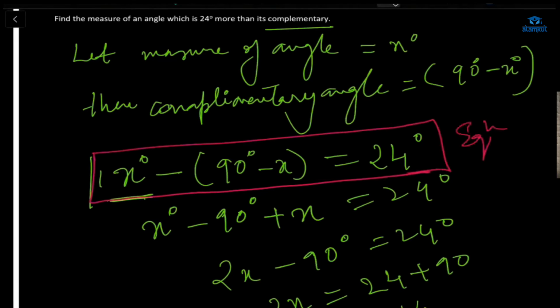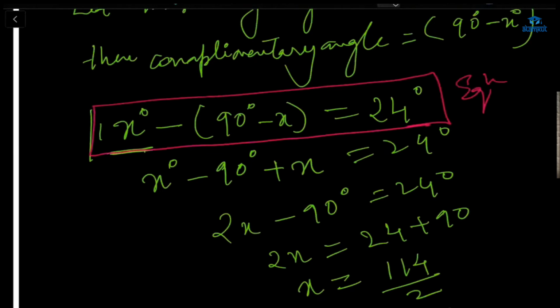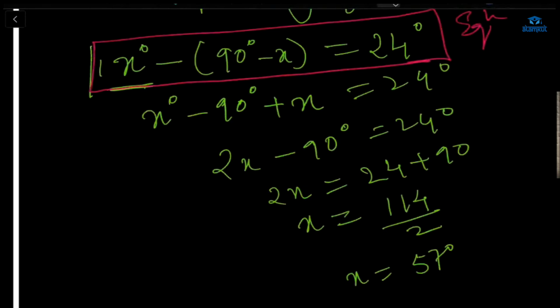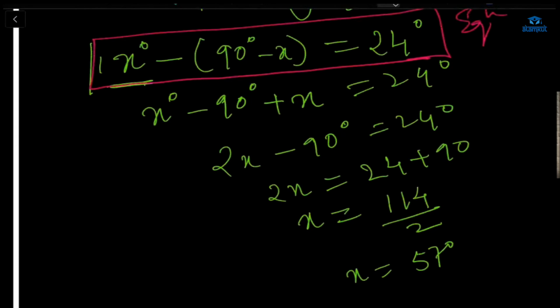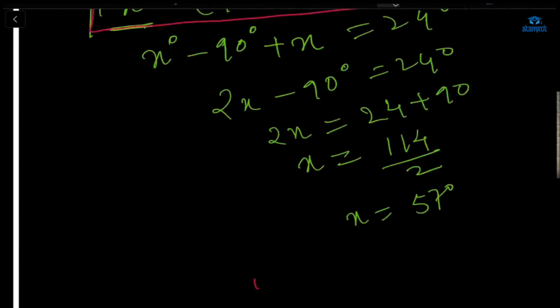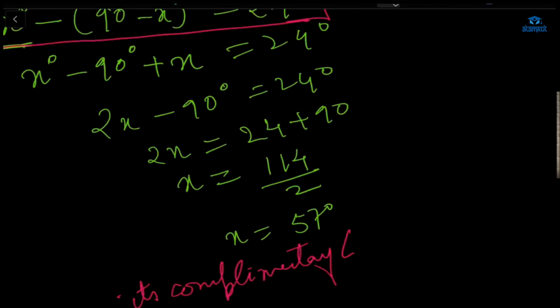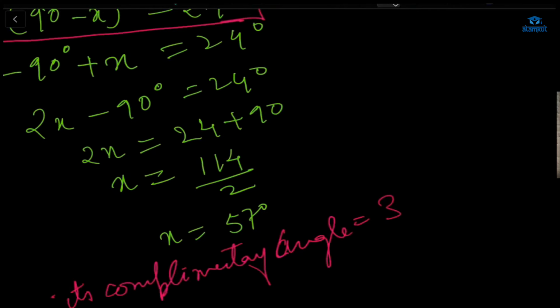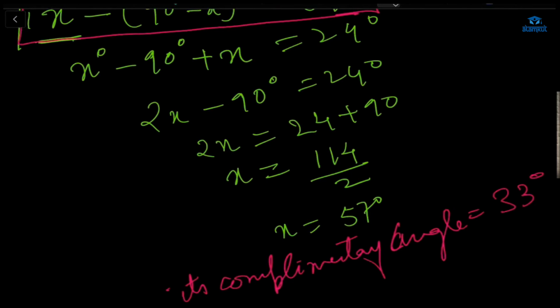Now you are going to solve this equation. On solving, what did we get? x is equal to 57. The measure of the angle is 57 and its complementary angle is 90 minus 57, which will give you 33.